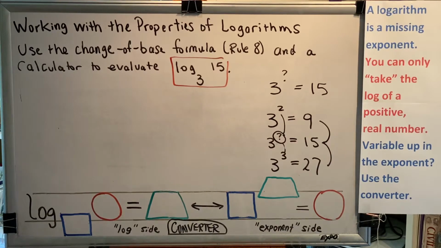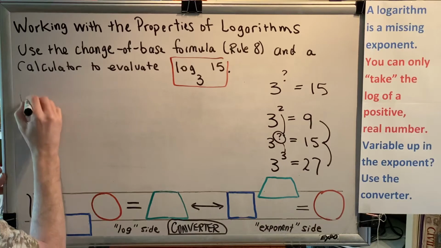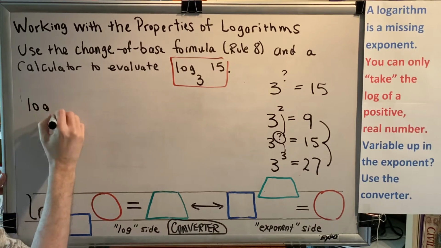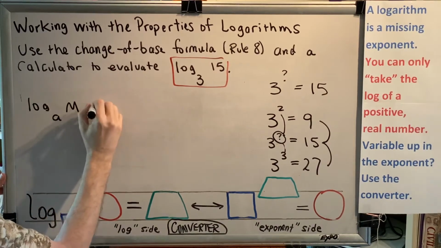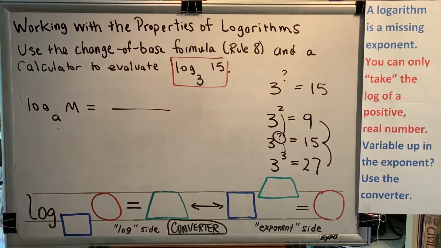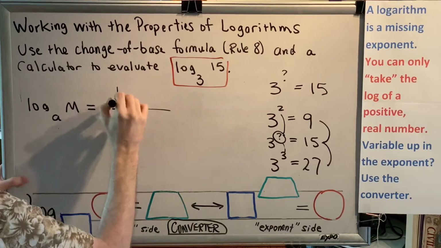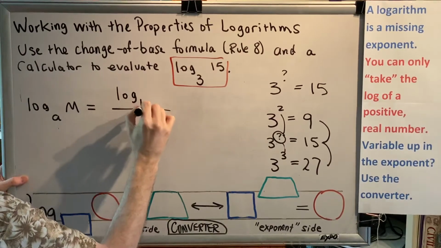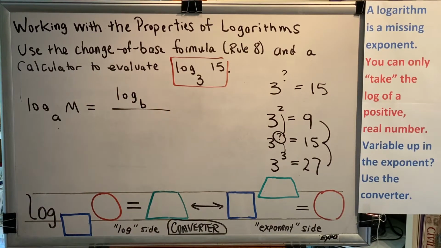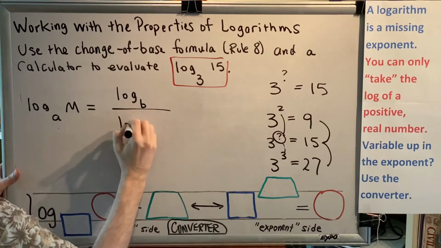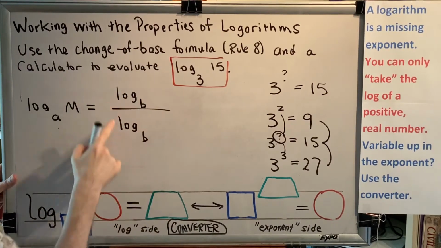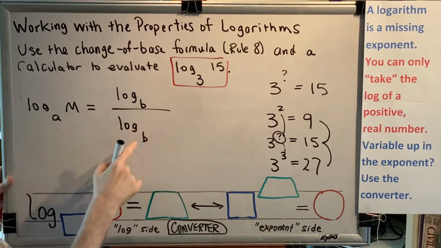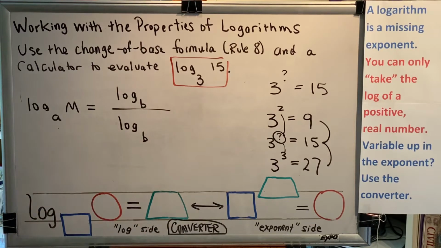So let's learn the change of base formula. The change of base formula says, when you have an expression such as log base a of m, and you don't like the base that you have, you can change it. On the right side of the change of base formula, there is a b. b is the new base that you get to choose. And you're going to write the log that you have as 2 logs with the same base, b, being divided.